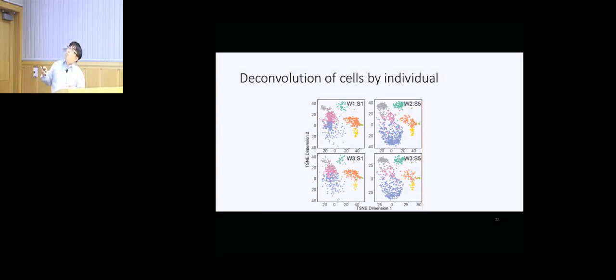This is from well 1, which has only samples 1 to 4. This is from well 3, which has sample 1 through sample 8. And we deconvoluted only the part that is assigned to sample 1. And this looks very similar to each other. And this is from sample 5. They look very similar to each other. But interestingly, these are not similar.